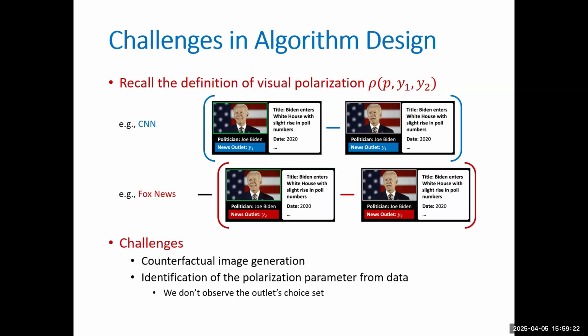One challenge we have is counterfactual image generation. We need to generate these two versions. Back to Sridhar's question earlier, we need a set of images to work with. The other part is that identification of this whole thing is going to be difficult, because I only observe the article that is produced. I don't observe the choice set with the news outlet. So that's part of the limitation here.